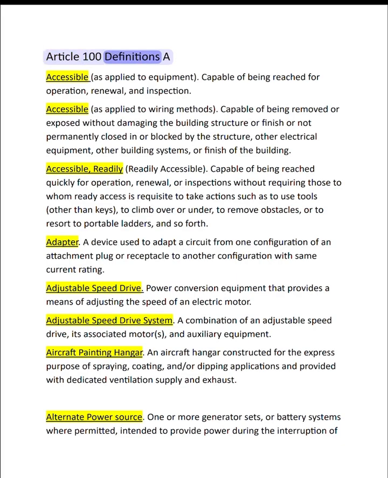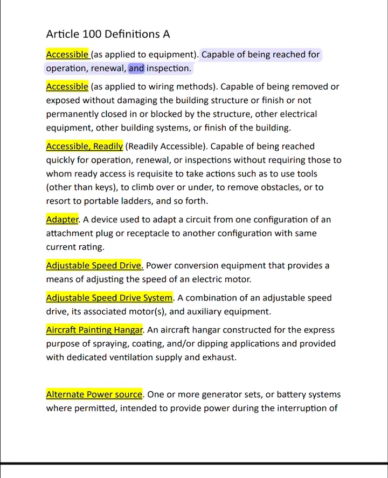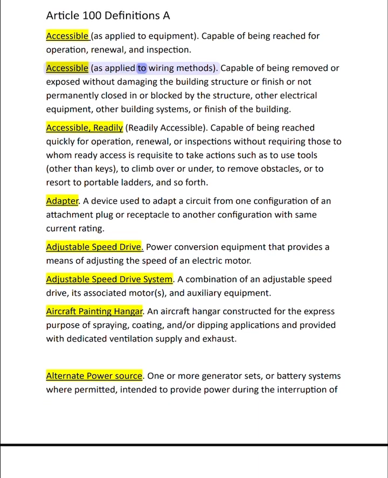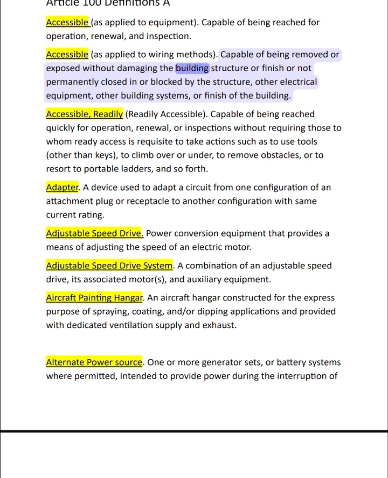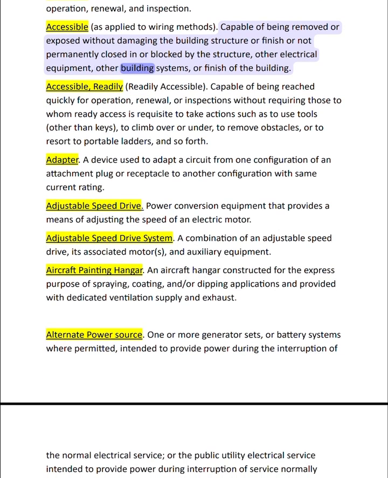Article 100 Definitions. A. Accessible as applied to equipment: capable of being reached for operation, renewal, and inspection. Accessible as applied to wiring methods: capable of being removed or exposed without damaging the building structure or finish, or not permanently closed in or blocked by the structure, other electrical equipment, other building systems, or finish of the building.